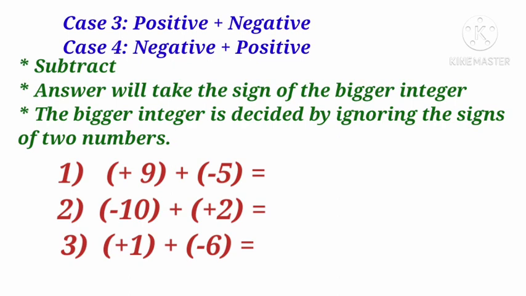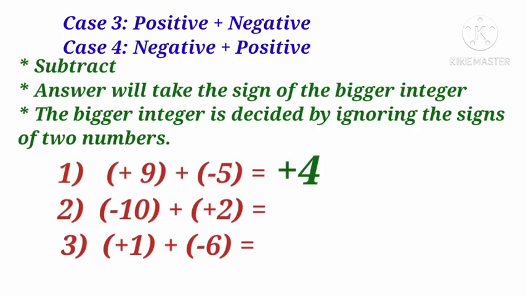Here the first integer is plus 9. If we ignore the sign of plus 9, we get 9. The second integer is minus 5. If we avoid the sign, we get 5. Avoiding the sign, which number is larger? Yes, 9 is larger. What is its sign? It is plus. So answer takes plus sign. So answer is plus 4.